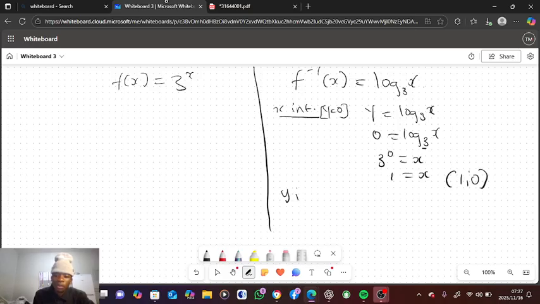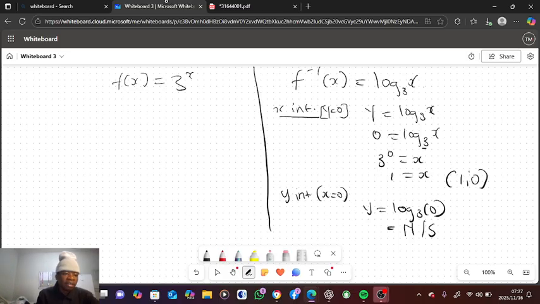Therefore, we're going to look for the y-intercept, whereby x will be equal to 0. Then you're going to say y is equal to log base 3 of x. This will give us log 3 of 0, which is going to give us an error. So this is no solution.